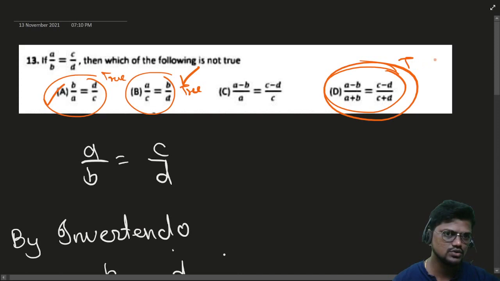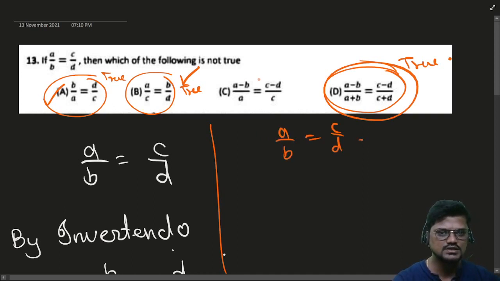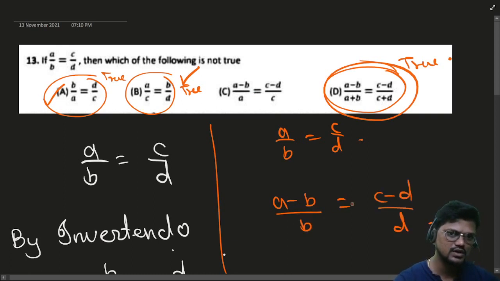That's why this is also true. Now you can see this. If you have A upon B equals C upon D, this is by dividendo. So by dividendo, A minus B upon B it should be, and C minus D upon D it should be. But what you have in the denominator over here, they are different. That's why this is false.